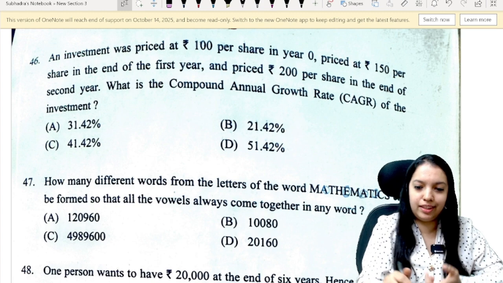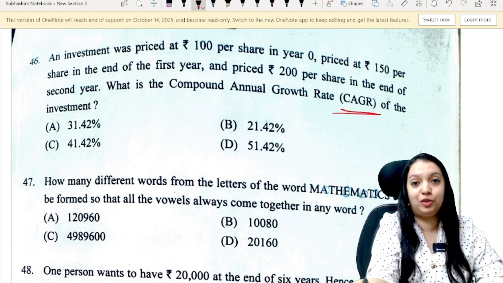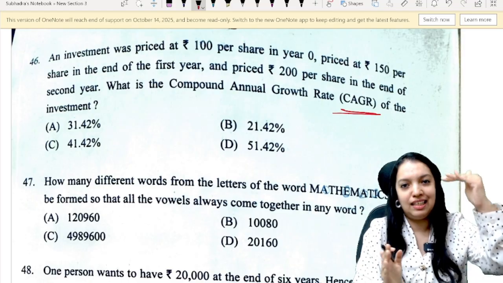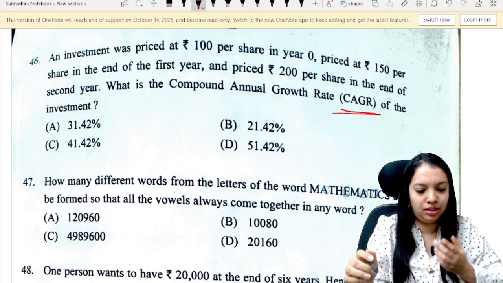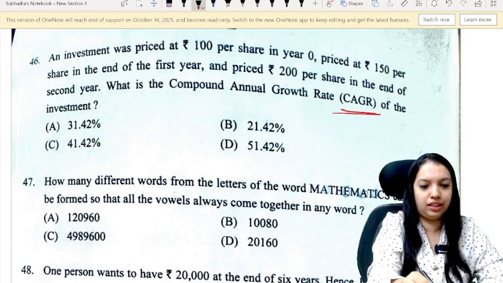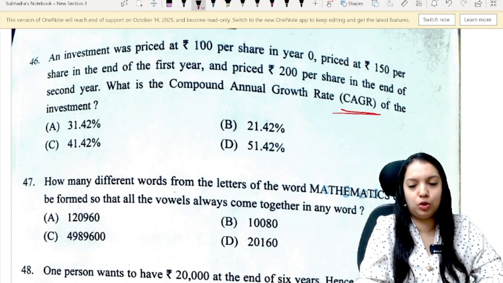Next question is again calculation of CAGR. I don't know, the institute has suddenly fallen in love with this. It is (last amount by first amount) whole to the power of 1 by n, minus 1. The answer for this question is option C, 41.42%.